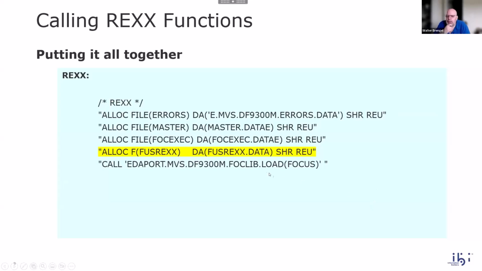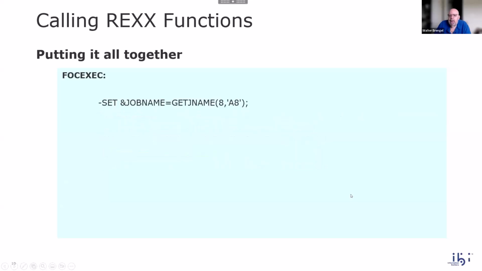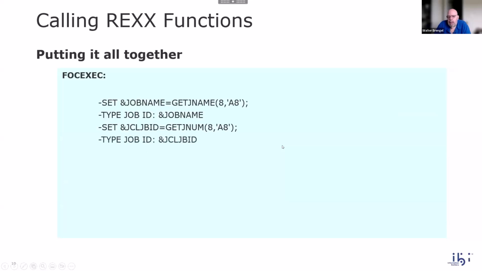So in our REXX that I showed before, I mentioned we did have the fuzzREXX allocated. And in my FOCUS, I'm going to do a SET &JOBNAME equals GETJNAME. And I'm setting it as 8 because I'm returning an 8-character job name. Notice there's only one parameter, and that one parameter is an output variable. I'm going to then type it in my FOCUS code. Then I'm going to call to get the job ID. Again, it's also 8 characters. Display that, and then that's basically it.